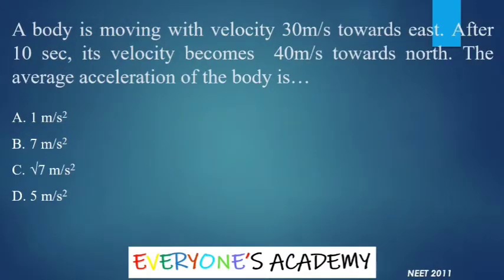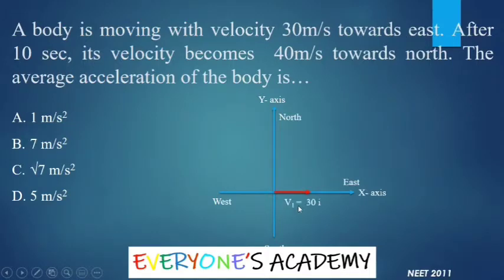In the next problem, it is given that a body is moving with velocity 30 meters per second towards east. Let us see the diagram for this. This is north, this is east. So the velocity is 30 meters per second towards east. Let us indicate that velocity vector. And after 10 seconds, its velocity becomes 40 meters per second towards north. Because this is in the positive x direction, the i is used. This is in the positive y direction, that is why j is used.